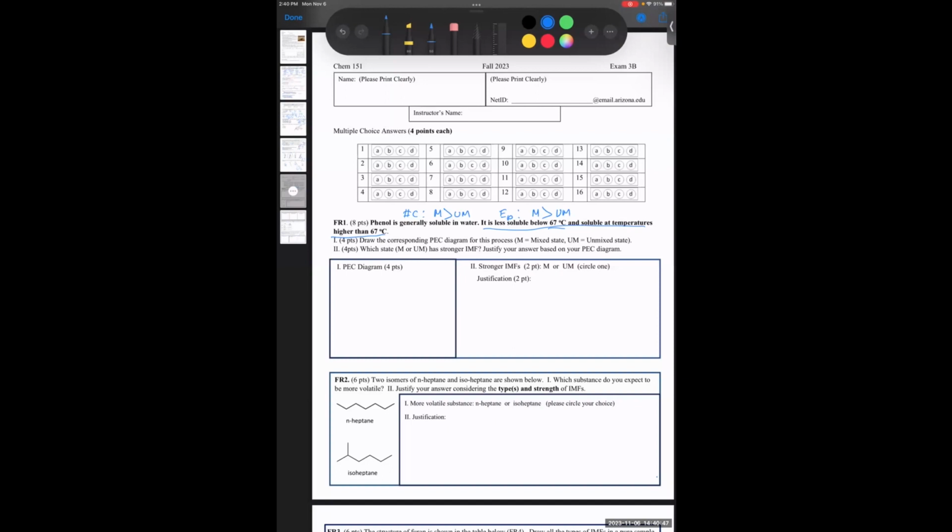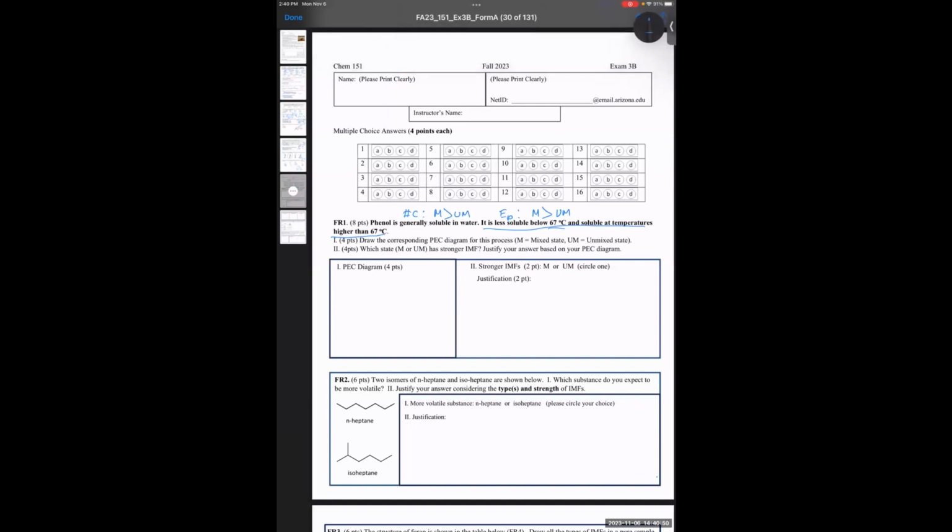Now we're going to put this in a PEG diagram. Potential energy and number of configurations are the 2 axes. The mixed state should have a higher potential energy and a higher number of configurations than the unmixed state, so it should look something like this. You should get some points for the relative placement of the mixed and the unmixed state, and then for labeling the axes correctly and so forth.